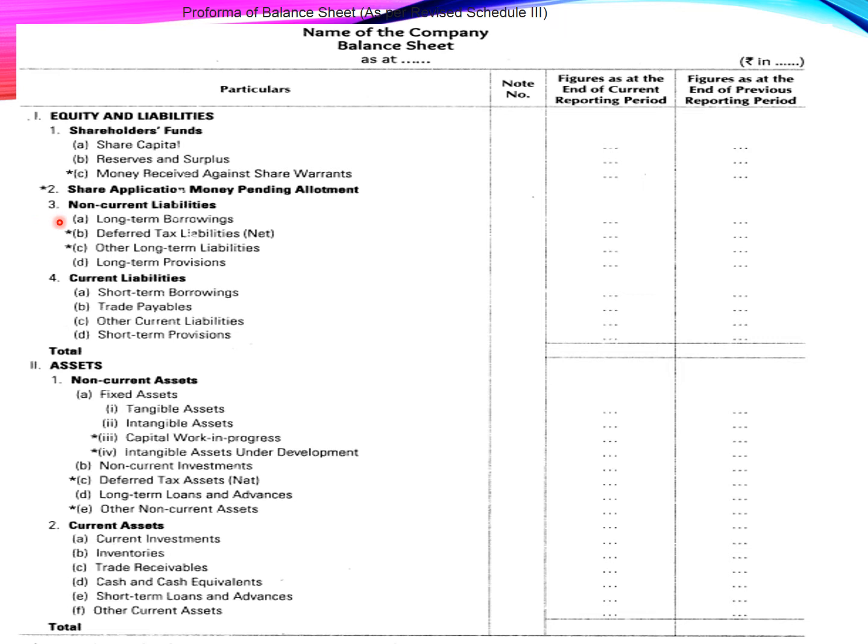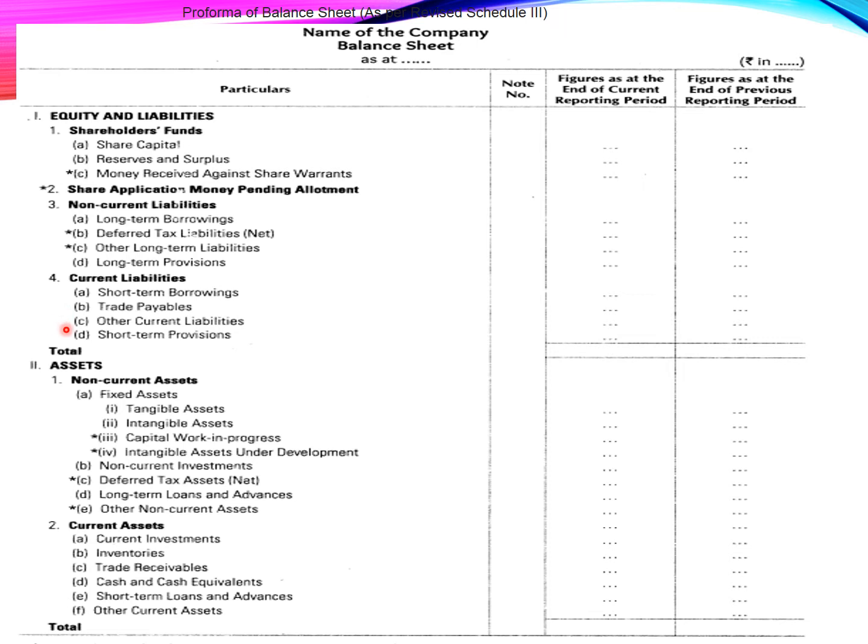Fourth and the last head of liability side of the balance sheet is current liabilities, which again has 4 subheads. First subheading is short-term borrowings. Second subheading is trade payables. Next is other current liabilities. Then we have short-term provisions. Once the liabilities are finished, immediately under liabilities, assets are represented.